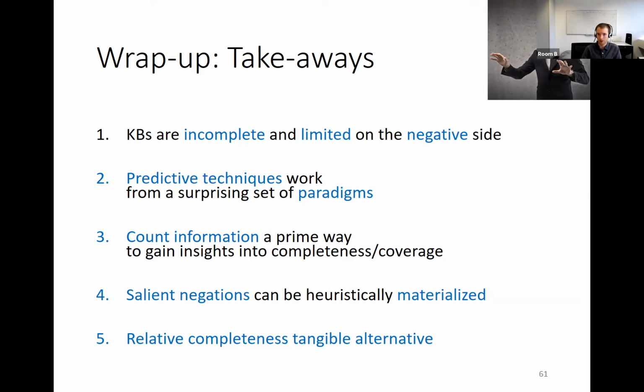Knowledge bases are especially lacking on the negative side, and salient negations can be heuristically materialized, either using text resources, edit history, or inference from peers. And relative completeness is a tangible alternative to absolute notions of completeness, especially when a set of interest is hard to define or not all entities are of interest.